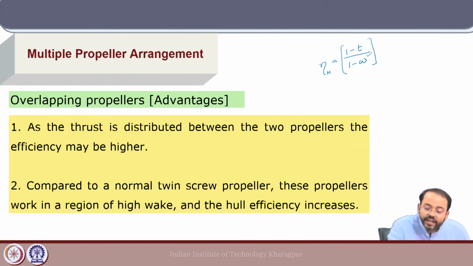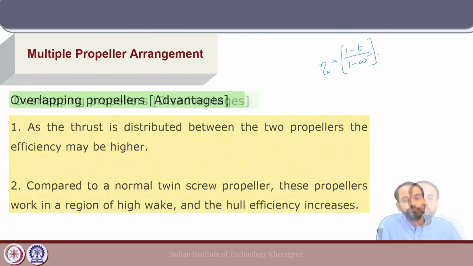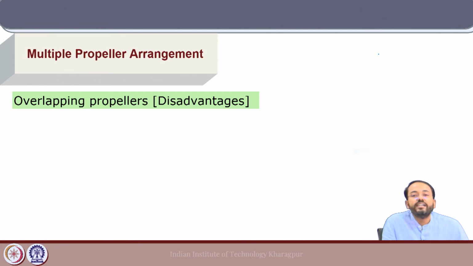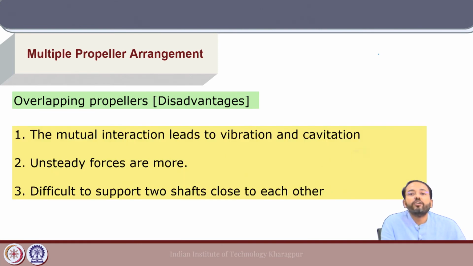And if the value of wake fraction is high because of the blockage effect of the hull for overlapping propellers, the hull efficiency will be higher as compared to standard twin screw propellers. However, there are critical disadvantages of overlapping propellers for which they are not widely used for marine vessels.